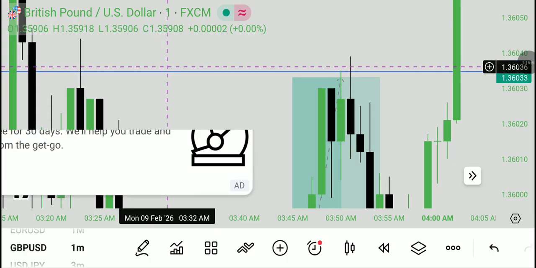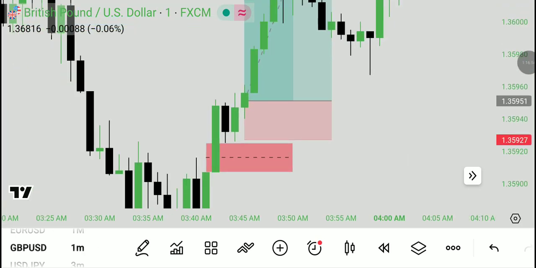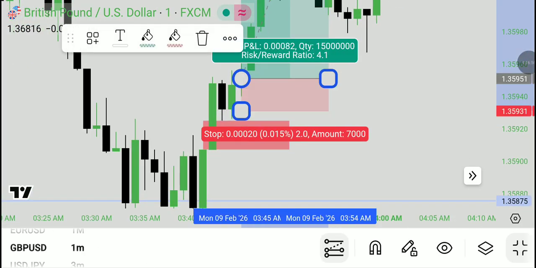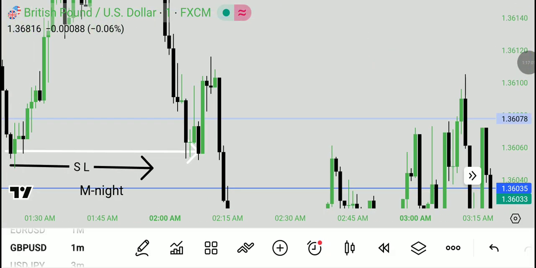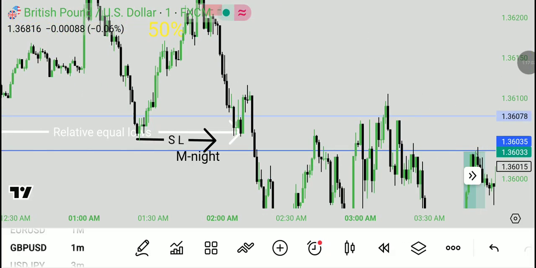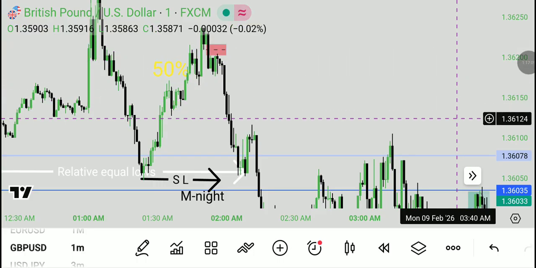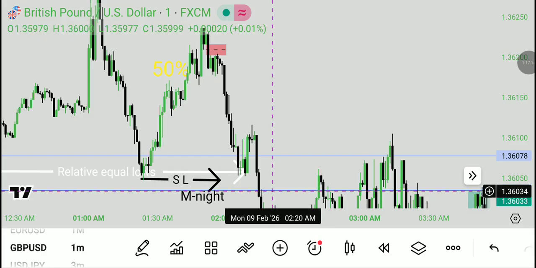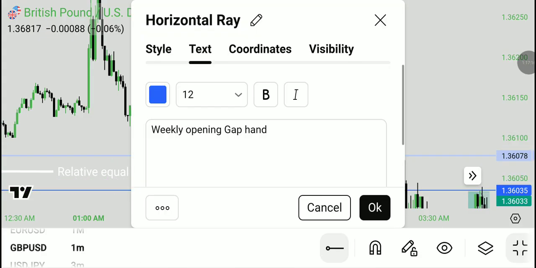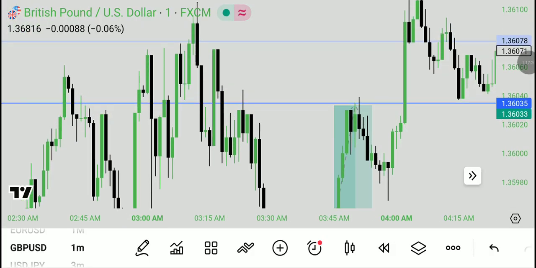When it is here, you run out. Here is enough. The profit is nice for the ROR. From the 50% discount to the relative equal highs, you can see midnight again and midnight again. You can see how important it is to mark this out.